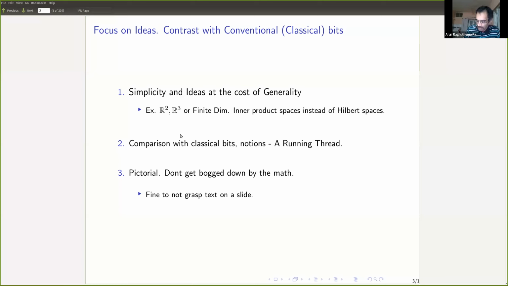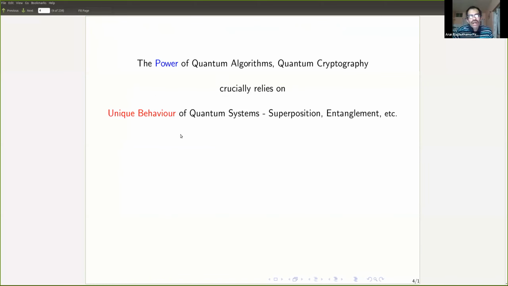So, the power of quantum algorithms. You would have heard people say that Shor's algorithm can factor integers much more efficiently and stuff like that. All of this power crucially relies on the unique behavior of quantum systems.